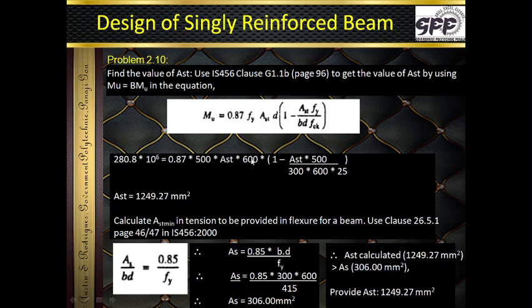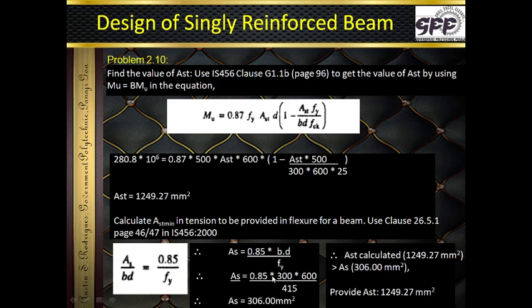That is given. Solving this quadratic equation, we get the value of Ast equal to 1249.27 mm square. Having got this, we need to give the check for minimum steel in tension. Minimum steel in tension to be provided for flexure in a beam, use clause 26.5.1, page 46-47 of the code. So As upon bd equal to 0.85 upon fy. So cross multiplying, As equal to 0.85 multiplied by bd. The fy term remains at the bottom.